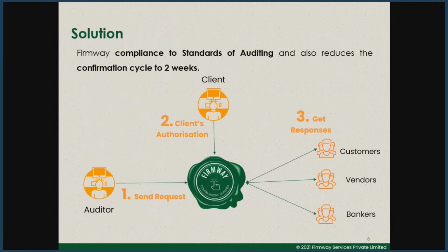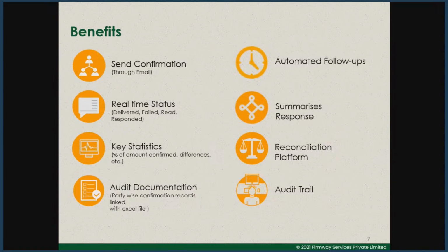So Firmway brings to you a three-way process which involves the auditor, the client authorization, that would be your corporates, and the response you're getting from, that would be your customers, your vendors, or the bankers, right? How will this software benefit you? So the benefits would be, we'll use email as the traditional method of sending the confirmations, having a real-time status. That would be whether the party has the mail delivered, read or responded.